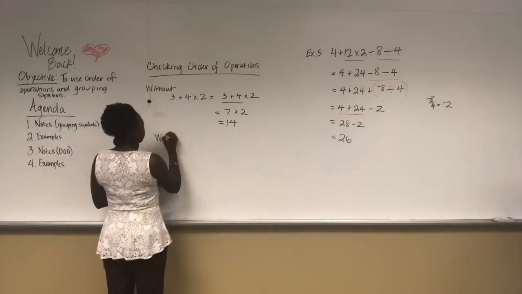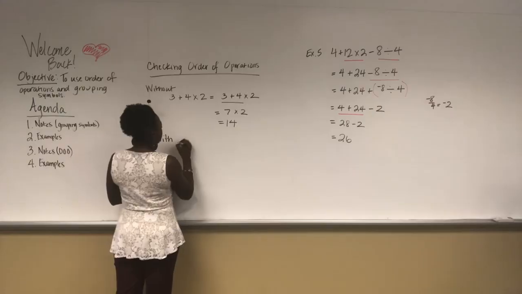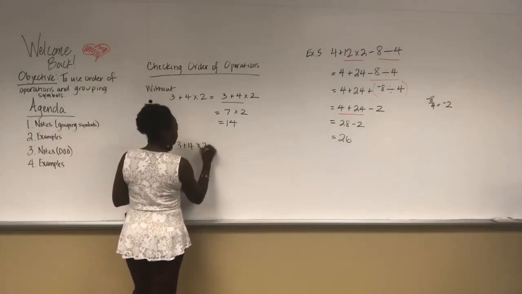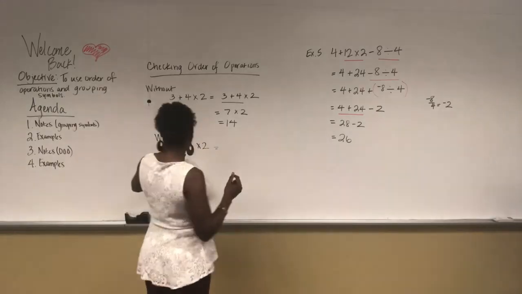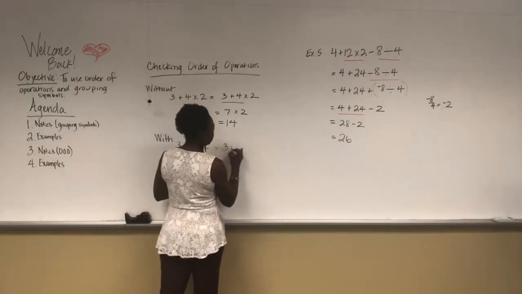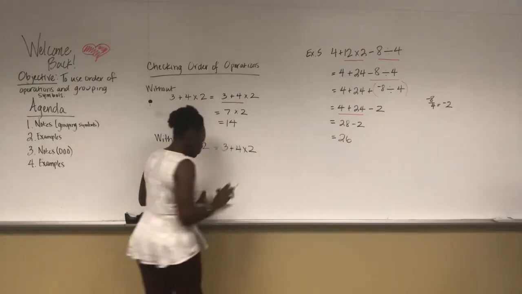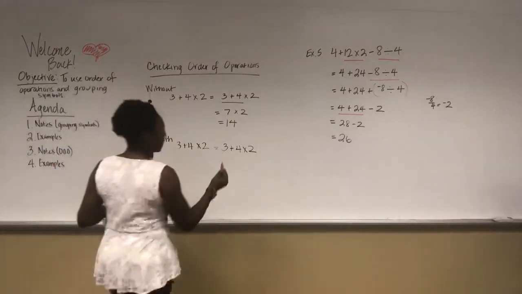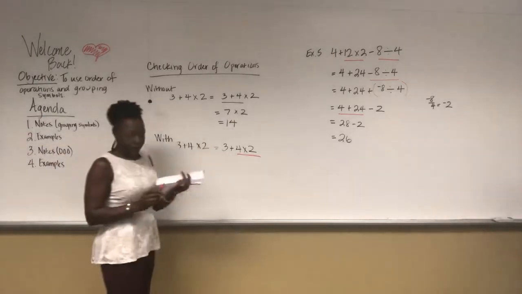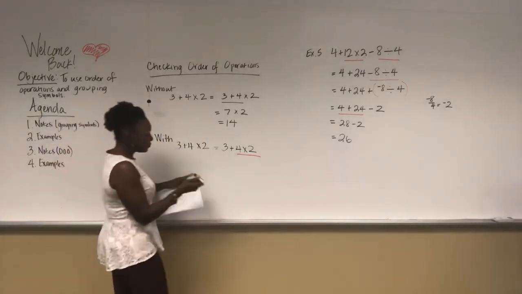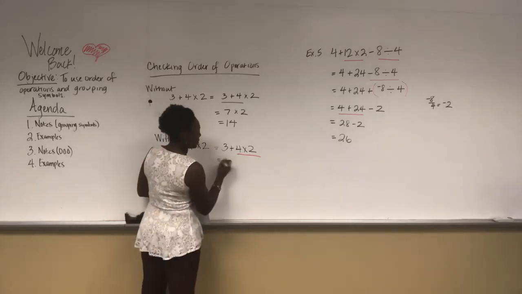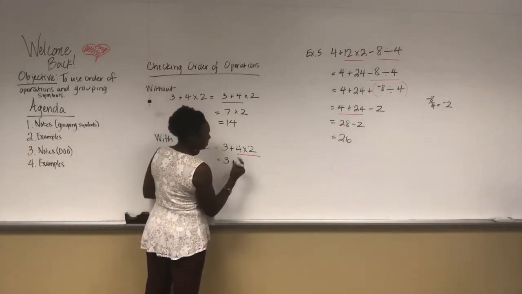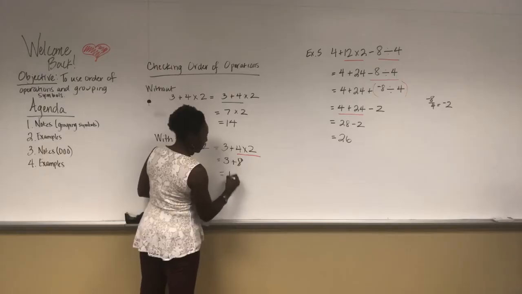Now let's use the order of operations with this same problem of 3 plus 4 times 2, and let's see what happens. Using the order of operations, no parentheses, no exponents, but we do have multiplication, so I should start here. So it should be 3 plus 8, and 3 plus 8 is 11.